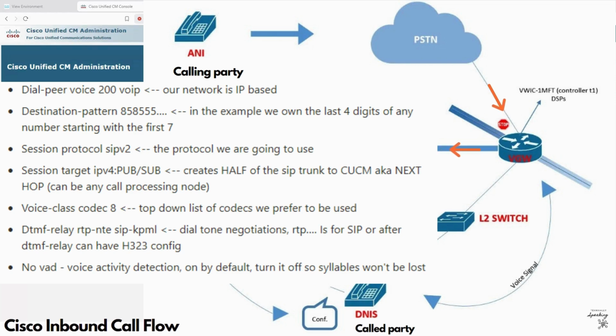DTMF relay, RTP, NTE, and then SIP KPML. It's just dial tone negotiations. RTP is for SIP, or after DTMF relay, you can have H323 configurations. This is just saying the dial tone correlates with what you're pressing on the device. And then no VAD. VAD is voice activity detection and is on by default, so you turn it off. We say bad is bad. So basically those syllables won't be lost there.